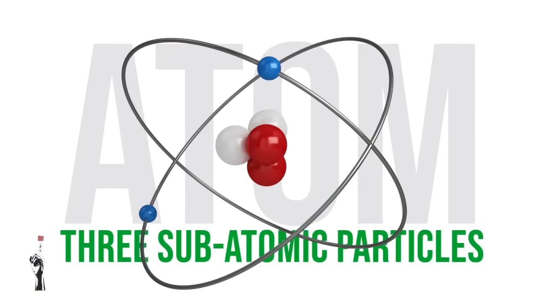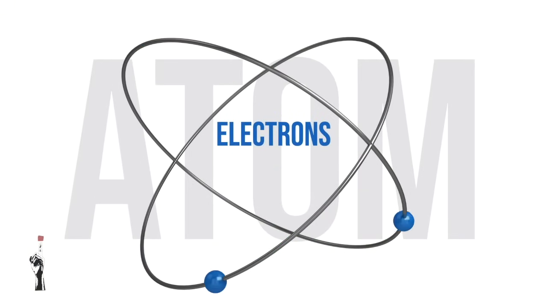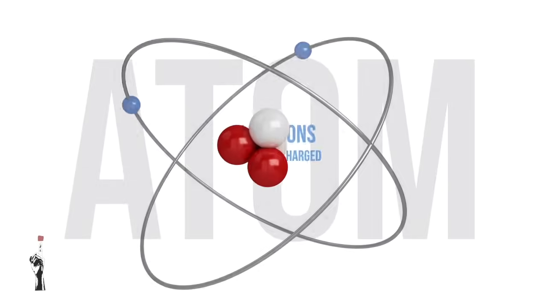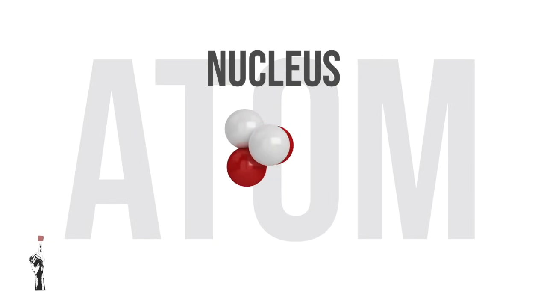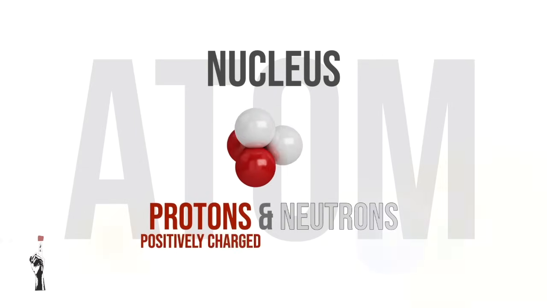In grade 8, we learned about the atom and its 3 subatomic particles. We have the electron that moves at the speed of light in the orbital, creating this electron cloud. Remember, the electrons are negatively charged. In the core, we find the nucleus, and the nucleus is made up of protons and neutrons. The protons are positively charged, and the neutrons are neutral.